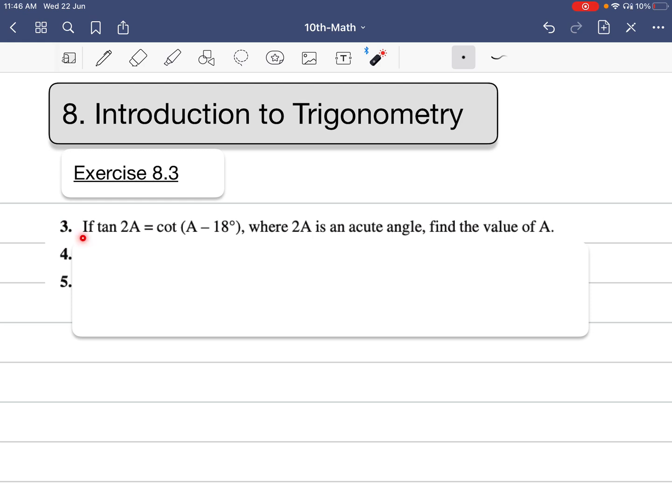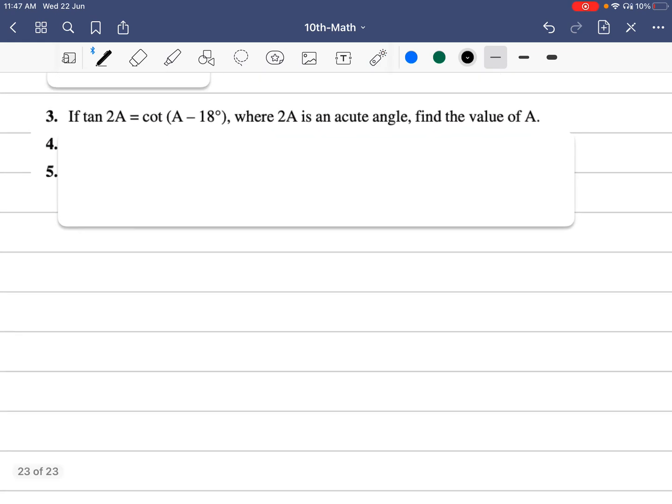It reads, if tan 2a is equal to cot a minus 18, where 2a is an acute angle, find the value of a. Okay, so this is the equation that we need to focus on. Tan of 2a is equal to cot of a minus 18. Now we all know that tan and cot are two trigonometric ratios which are related to each other by complementary angle property. And what is that property? So let's note it down.